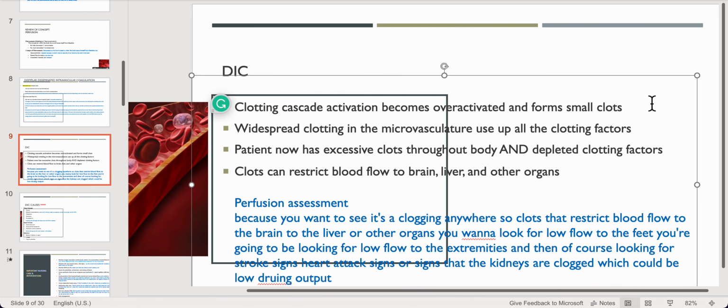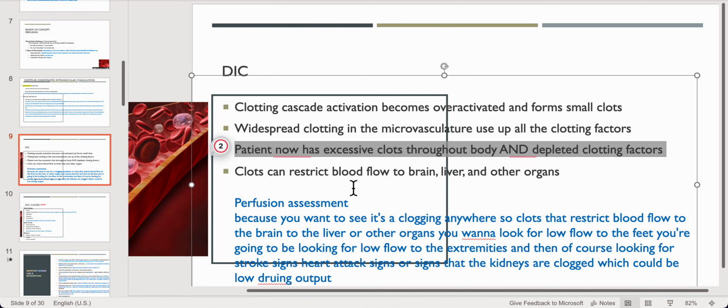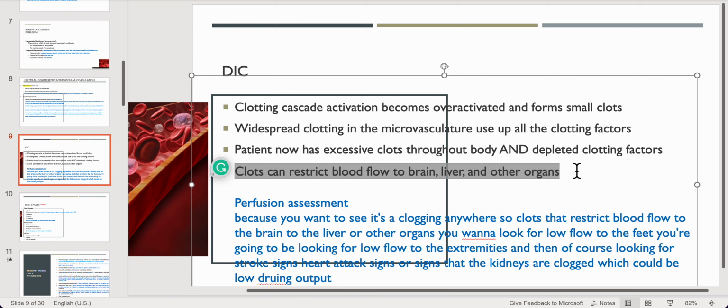DIC. Clotting cascade activation becomes overactivated and forms small clots. Widespread clotting in the microvasculature uses up all the clotting factors. The patient now has excessive clots throughout the body and depleted clotting factors. Clots can restrict blood flow to the brain, liver, and other organs.